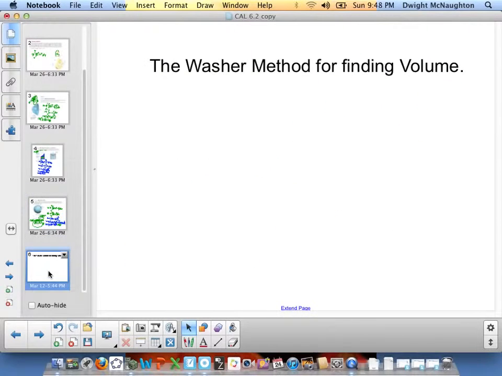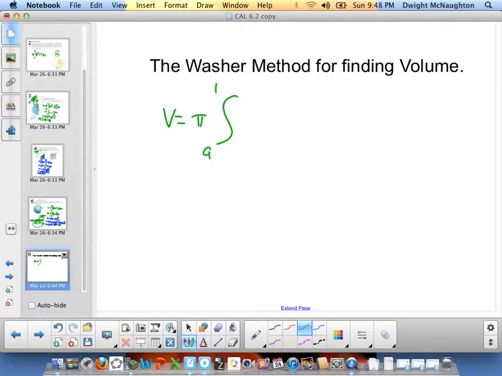Right. So in conclusion, you use the washer method when you're going to have a gap. The shape you're rotating is not flush against the axis. And you're going to do the same thing. You can go from A to B, you're going to find the radius squared, but since there's a hole, you're going to subtract out the radius of the hole squared with respect to x, or if you're stacking the other way, with respect to y.